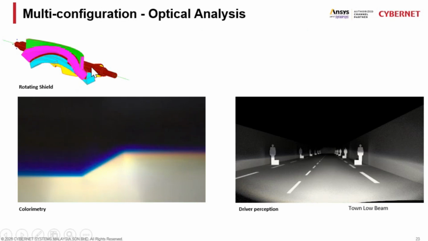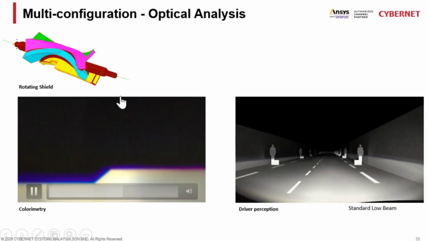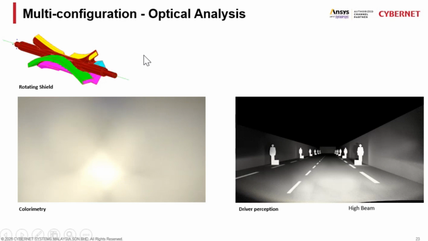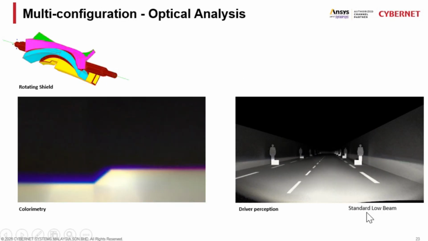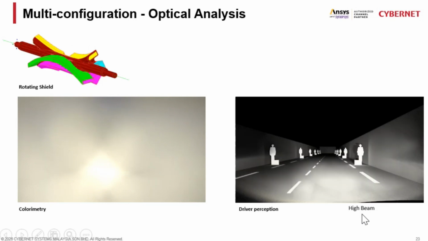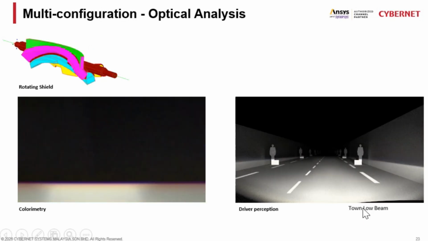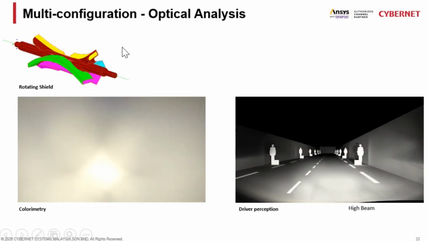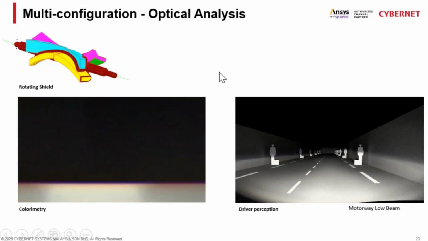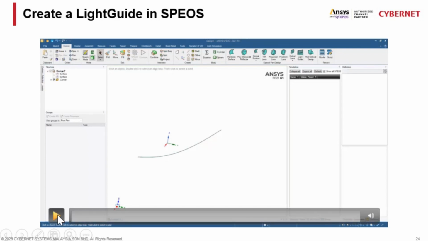So we also have the illustration when we change the light ray. You can see the low beam, then the standard low beam and high beam, and the motorway low beam. So this is all the illustration for the simulation. Next will be the design for the light guide.